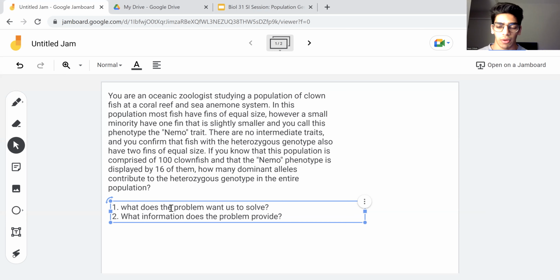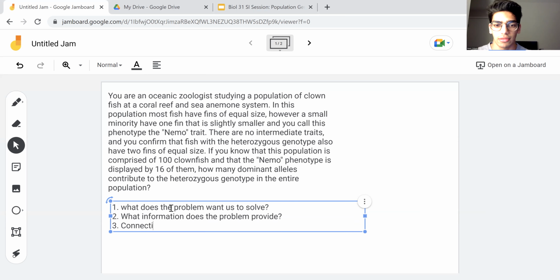So, what information does the problem provide in the sense that what information is going to be useful to you or relevant to you in this situation? And of course, the last step is connecting the dots. So, in this case, it's connecting between one and two, connecting the information that the problem provides to the answer that the problem wants us to solve for. So, it's a one, two, three sort of process.